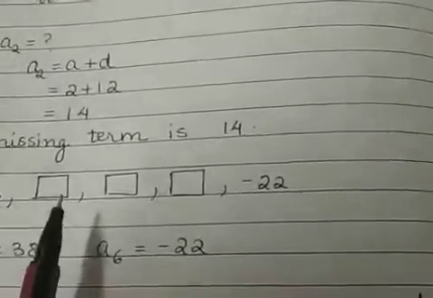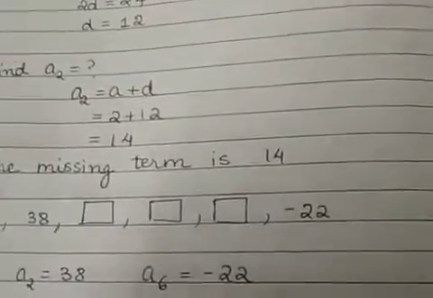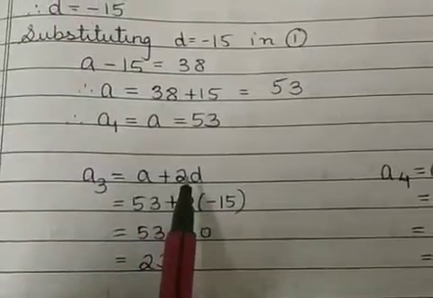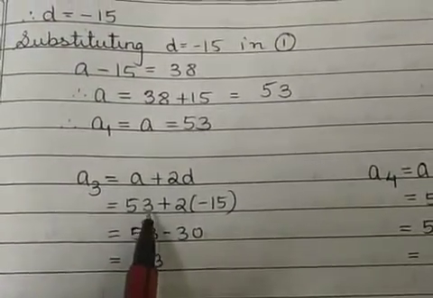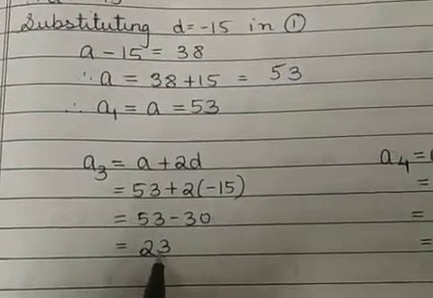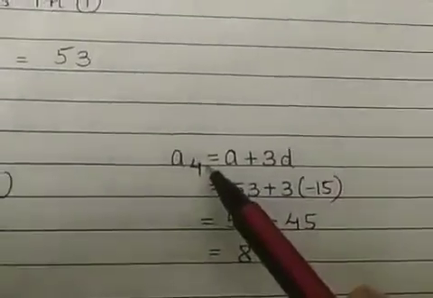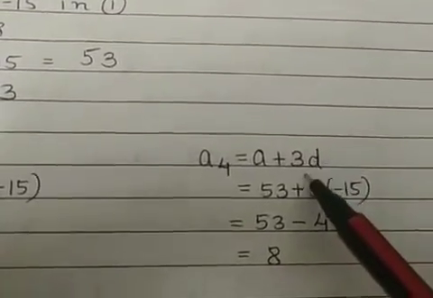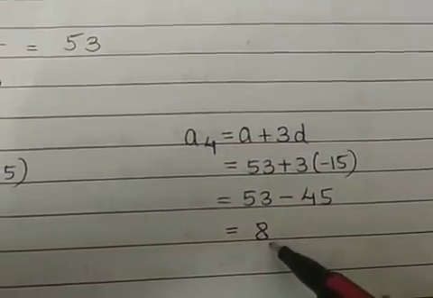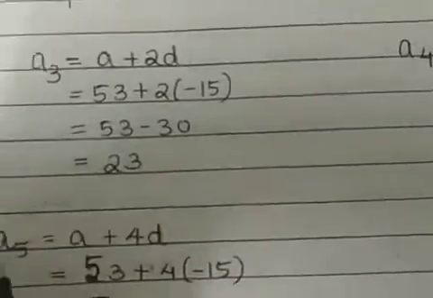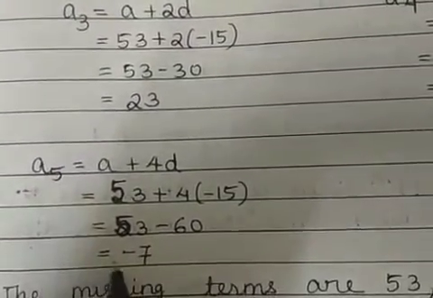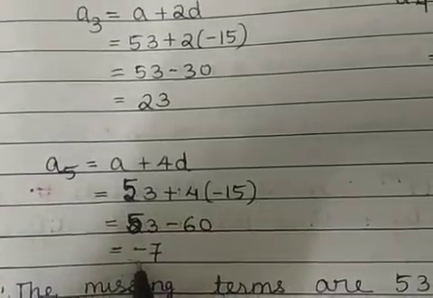Next you have to find A3, A4 and A5. So let us find these terms. A3 is equal to A plus 2D. So this is equal to 53 plus 2 into minus 15, and after solving I get this equal to 23. A4 is A plus 3D, and after substituting and solving this I get A4 is equal to 8. Then A5 is equal to A plus 4D, and after solving A5 I get this equal to minus 7.